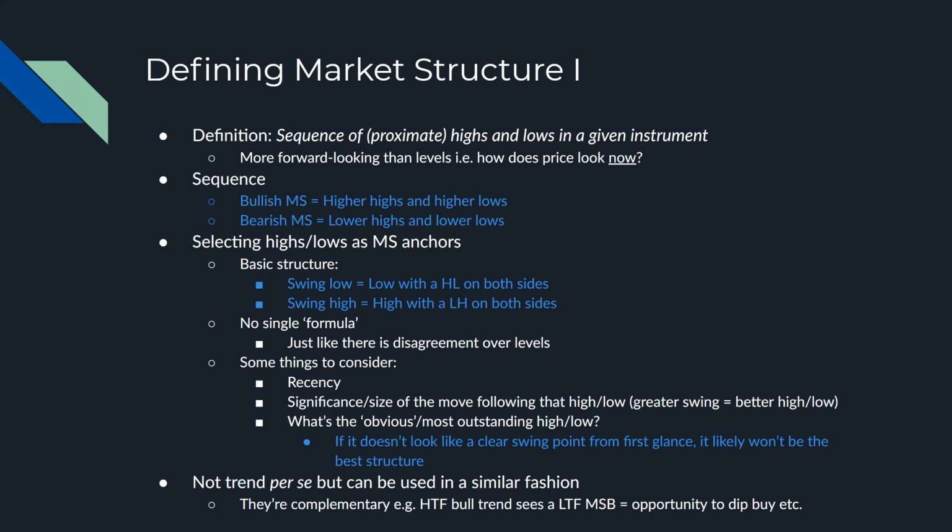There's no single formula, in my opinion, for choosing which highs and lows are valid for market structure. There are a number of factors to consider when it comes to arriving at the decision of what's a valid swing high or low to choose. Here are some you might want to consider. Recency is important. Significance and size of the move following that high or low is important. Again, revisiting the principle of greater clarity leading to better outcomes. If you have a bigger, more significant swing away from the level, it's probably going to be better and more significant and meaningful generally for your trading as well.